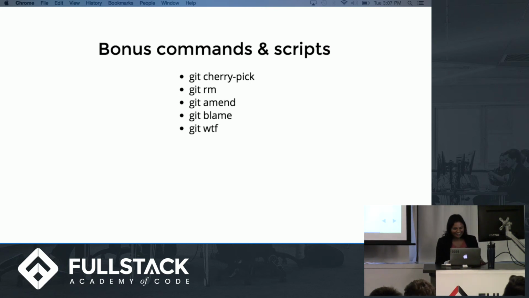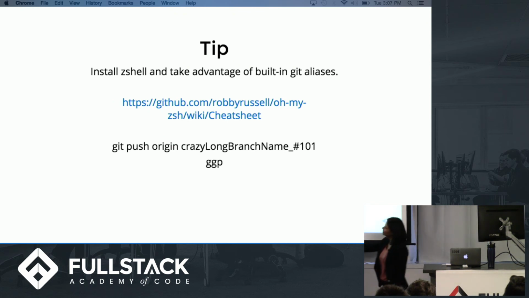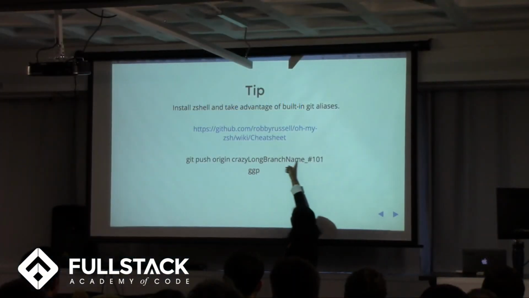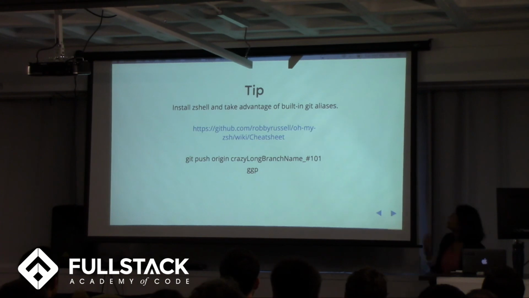Just one more tip. I actually did this yesterday, and Phil has been using it too. If you install zsh, it comes with some pre-installed Git aliases, which are really nice. So instead of writing out this massive long line when you're trying to push a branch in, you can just do ggp, and it does that for you.